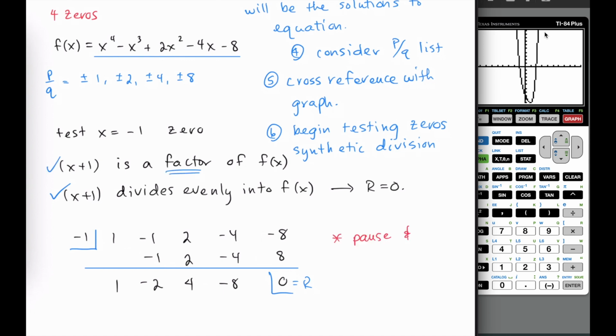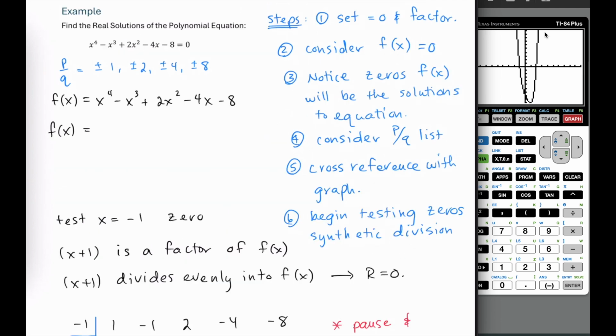So now we can pause with the synthetic division and begin factoring our polynomial. Since x plus 1 is a factor of f of x, it can be divided out, and the other factor is going to be the quotient that remains from that synthetic division. Notice this quotient must be a degree 3 polynomial because we started with a degree 4 and divided out a degree 1. That means that a third degree polynomial remains.